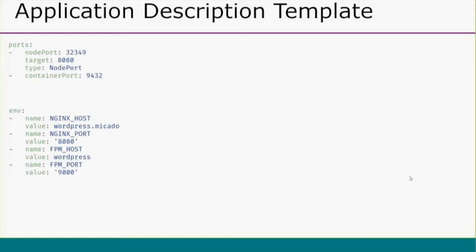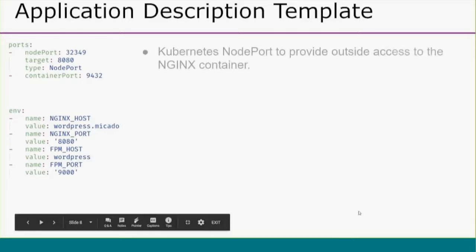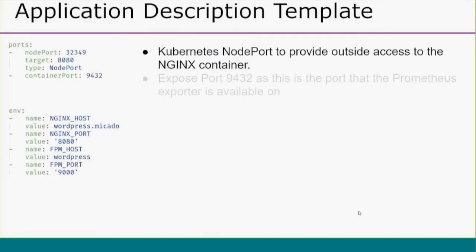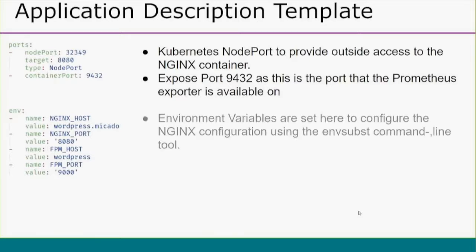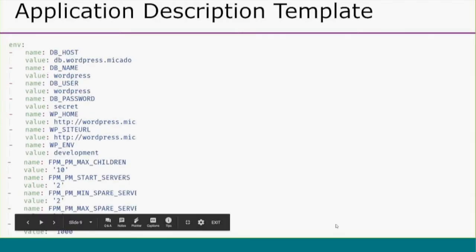In our application description template, there's a number of key points that I want to bring out. Firstly, we have a Kubernetes node port to provide outside access to the Nginx container. And we also expose port 9432, which is the port that the Prometheus exporter is available on. We also have the environment variables that are going to be used to configure the Nginx container when it gets run.